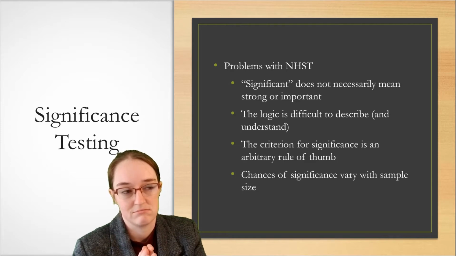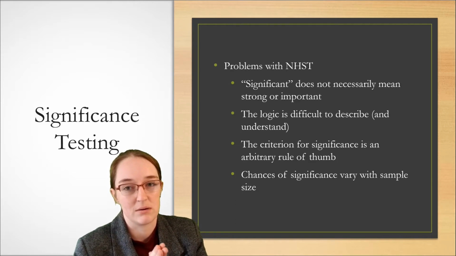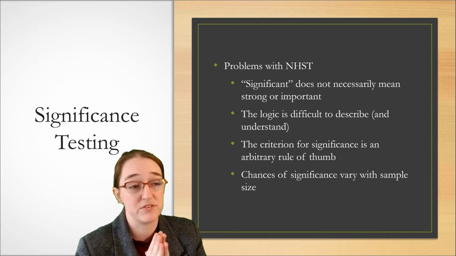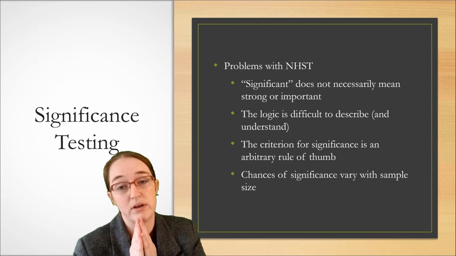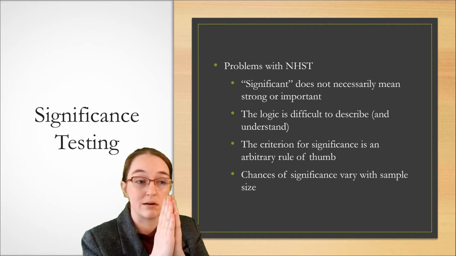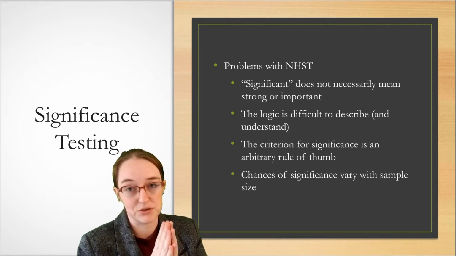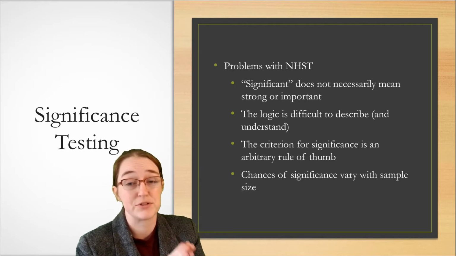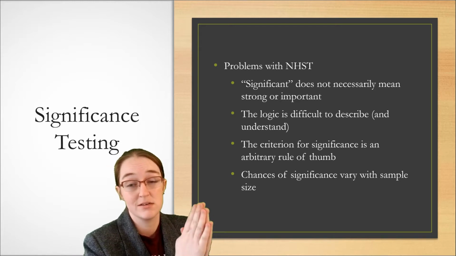That's it. And if you are above that, so if you have p equals 0.051, you are not unusual. Your data are not unusual enough, so you can't reject your null.